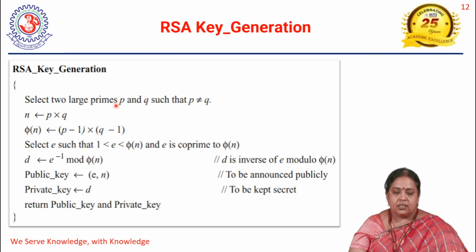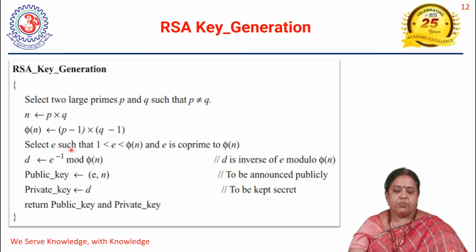There is a condition that P should not be equivalent to Q. Then we have to calculate n equal to P into Q. Then we have to calculate phi of n. How are we going to calculate it? It is (P minus 1) into (Q minus 1). Then we have to select one integer called E.